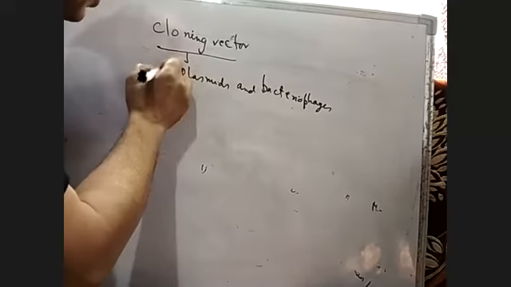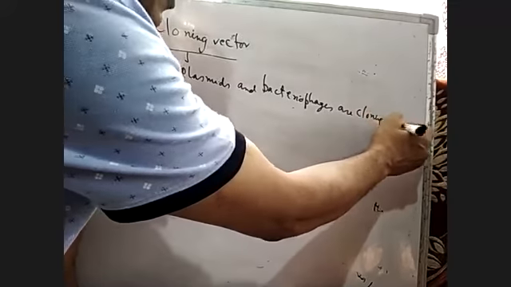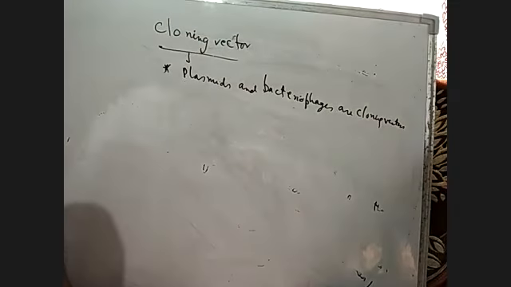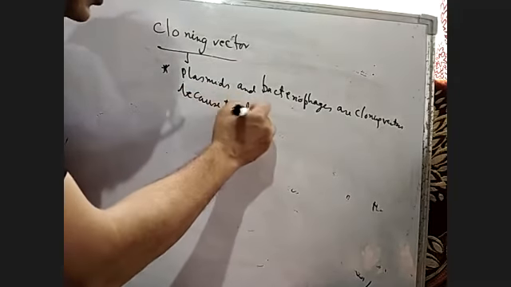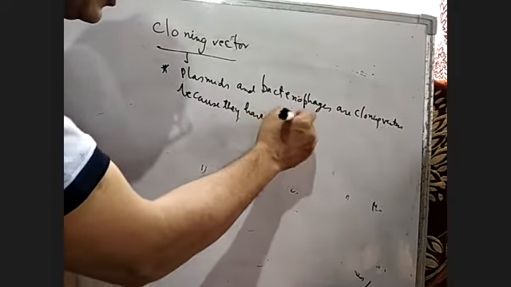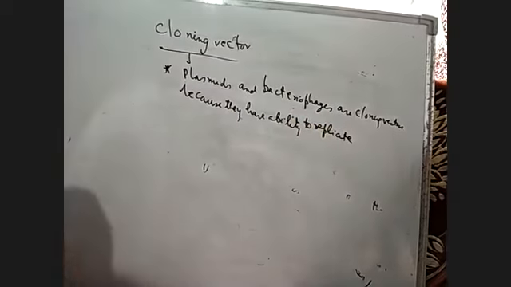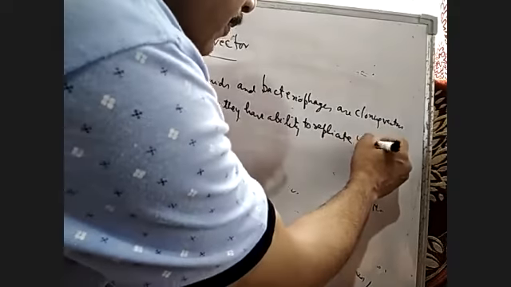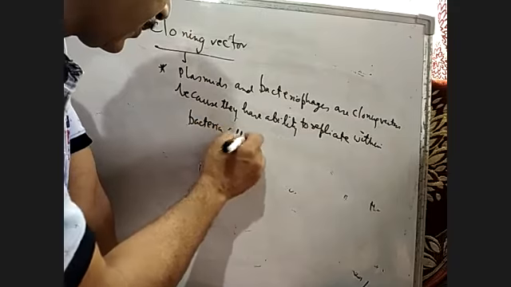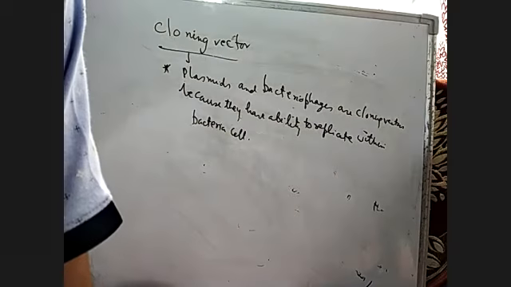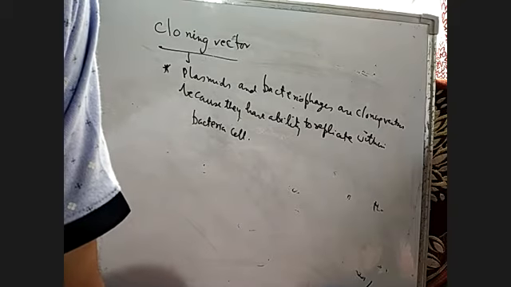This is very important. Plasmids and bacteriophages are cloning vectors, because they have the ability to replicate within the bacteria cell. So both of them are known as cloning vectors.